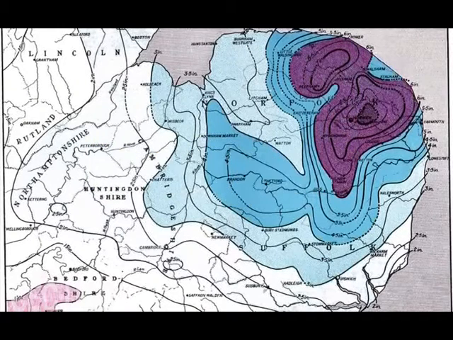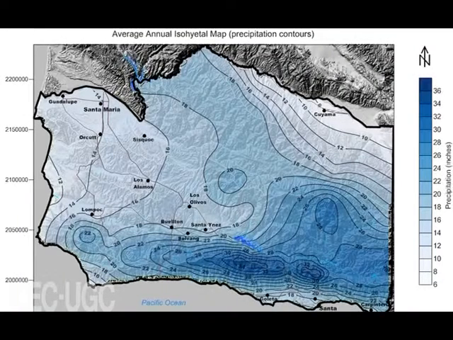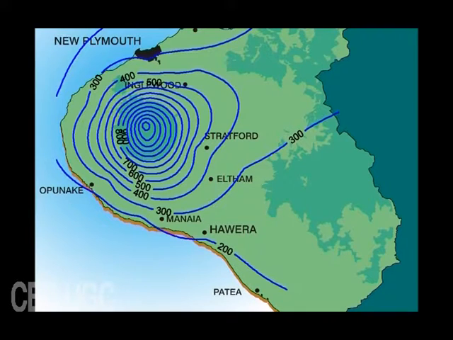Isohyets. It is a line drawn through geographical points recording equal amounts of precipitation during a specific period. The isohyetal method is used to estimate the mean precipitation across an area by drawing lines of equal precipitation. The method uses topographic and other data to yield reliable estimates. Isohyets are contours of equal precipitation analogous to contour lines on a topographic map.